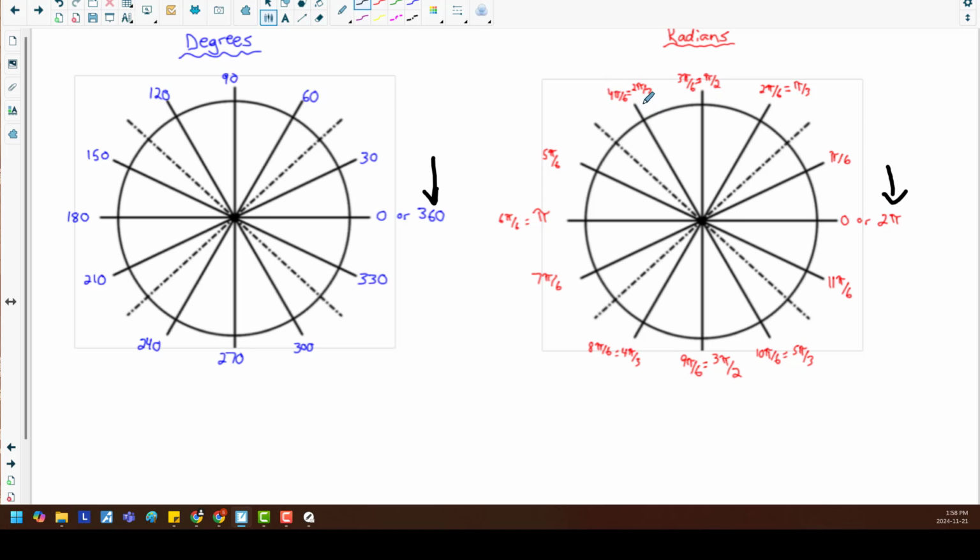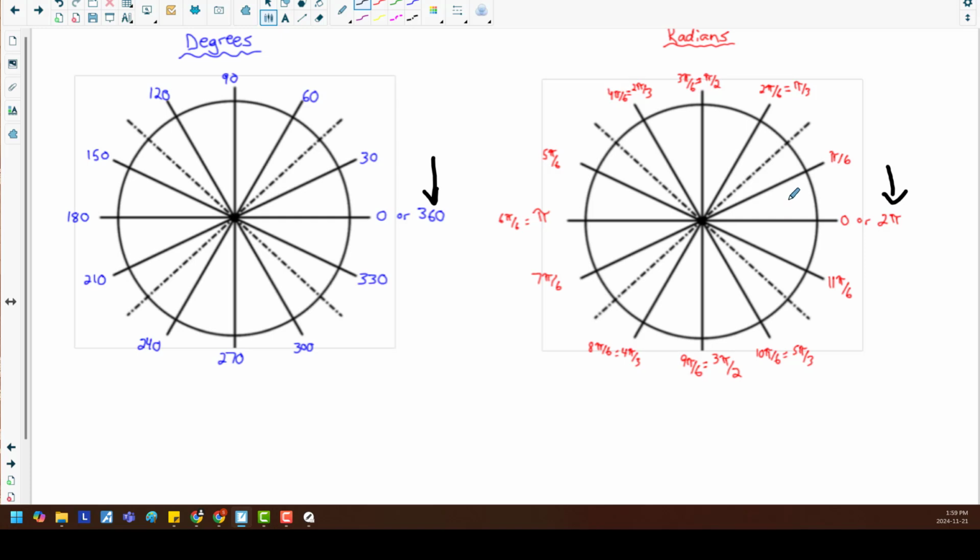120 degrees is 2 pi over 3. Next one we have 150, which is 5 pi over 6. And 180 degrees is the same thing as 6 pi over 6, which is just pi. And then when you go past 180, 210, that's 7 pi over 6. 240 is 8 pi over 6. But remember, 8 pi over 6 can be simplified to 4 pi over 3. At 270, we have 3 pi over 2. 300 is 5 pi over 3. And 330 is 11 pi over 6. And obviously 360 is 2 pi.